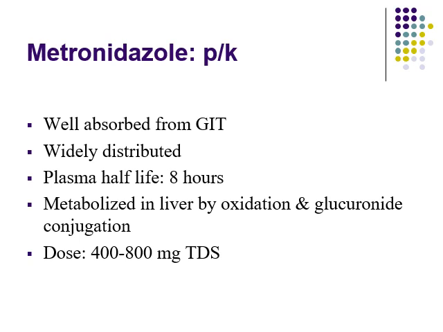About the important pharmacokinetic features of metronidazole, it is well absorbed from the GIT, and there is wide distribution. The plasma half-life is around 8 hours. The metabolism occurs in the liver, and eventually it is conjugated with glucuronic acid, which then becomes, this complex becomes water soluble, and can be easily excreted by the kidneys. So the usual therapeutic dose of metronidazole is 400 to 800 milligram 3 times a day.